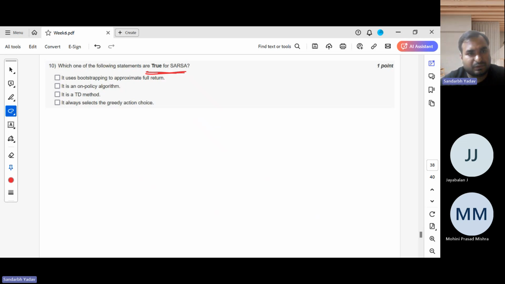Like, does it use bootstrapping to approximate? Yeah, definitely bootstrapping is there, R plus gamma times some value. So it is on policy. Yes, you know it. It is a TD method. Is it a TD method? Yes. It always selects the greedy action choice. Is it always, or can you use something like epsilon greedy, which we have already done? So you can get the answer from this one.